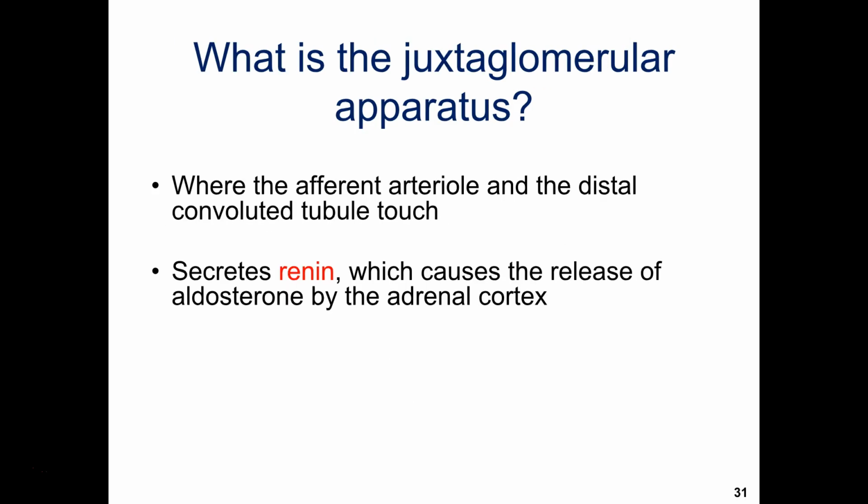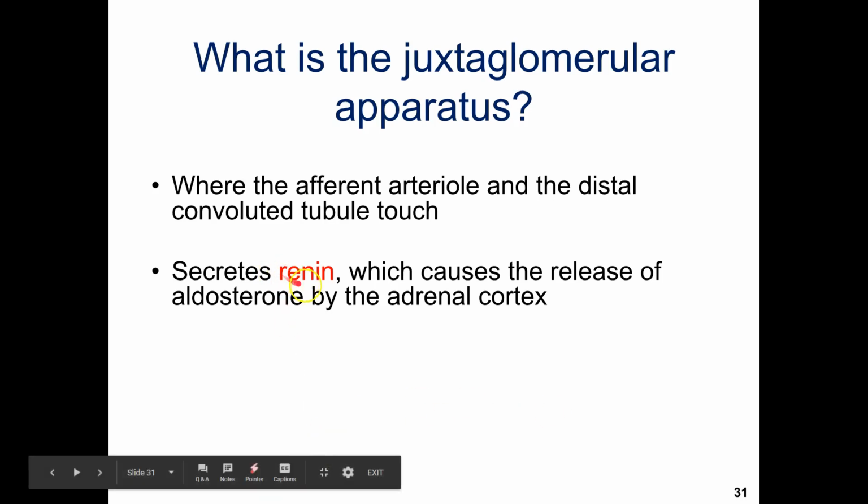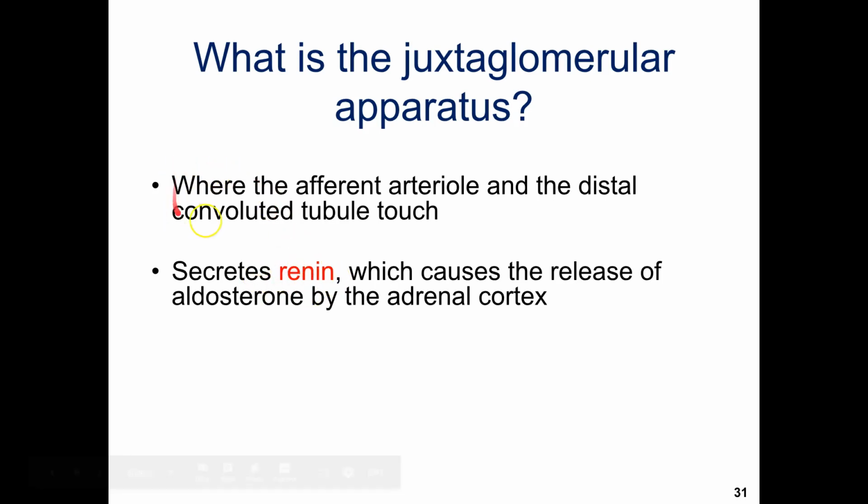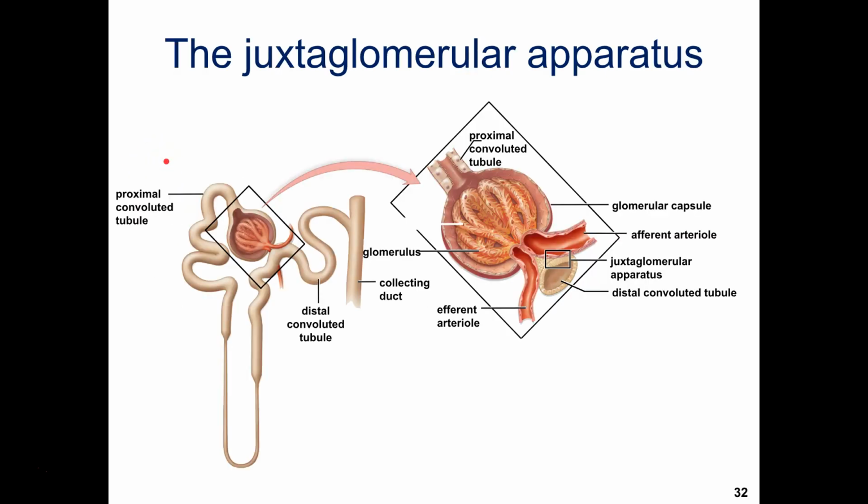So what is the juxtaglomerular apparatus? Where the afferent arteriole and distal convoluted tubule touch, there is the juxtaglomerular apparatus, and it secretes this chemical called renin, which causes the release of aldosterone by the adrenal cortex. And basically what that does is helps you to regulate your blood pressure. So renin, I'd like you to know, helps you regulate your blood pressure. And I'm going to show a picture of where this thing is. So if this description doesn't do it for you, that's okay.